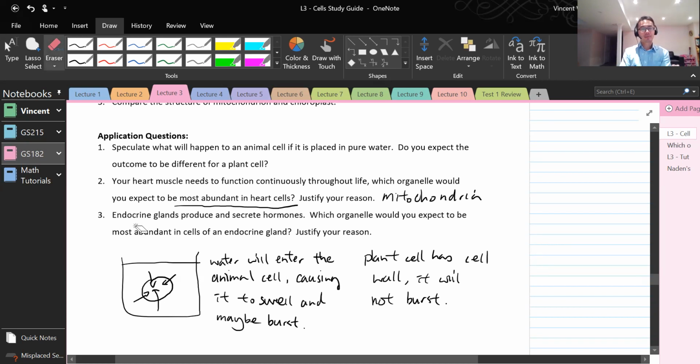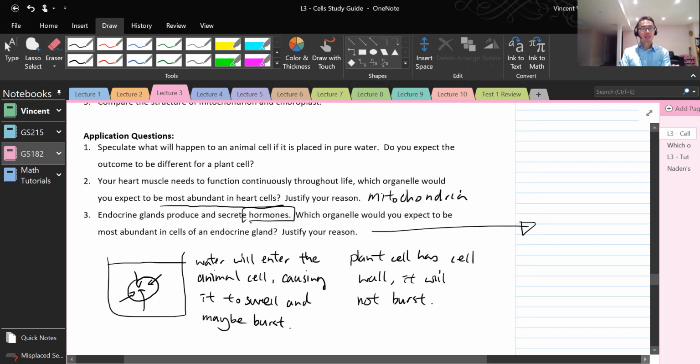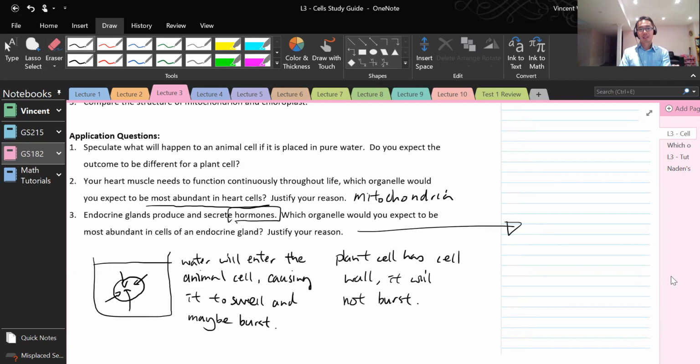Now, next one is a little bit tricky. Endocrine glands produce and secrete hormones. Which organelle would you expect to be most abundant? That means you will find a lot of it in cells of an endocrine gland. So what do you guys think? What kind of organelles would you expect to be in abundance? Tyler said rough ER, Golgi bodies. Anyone else?